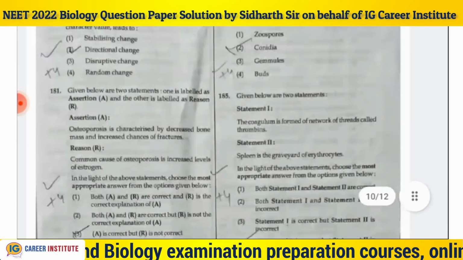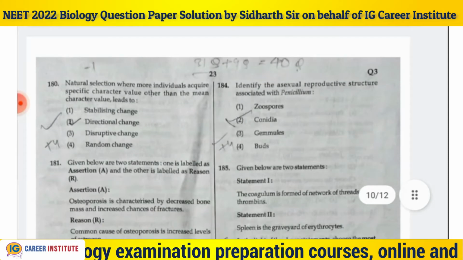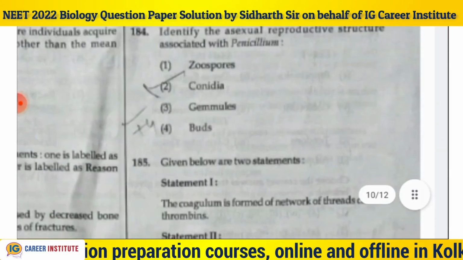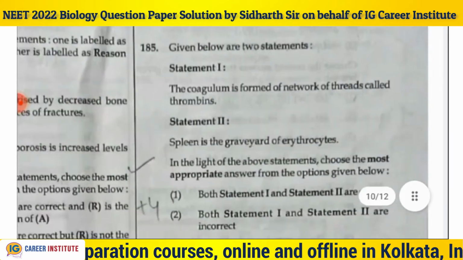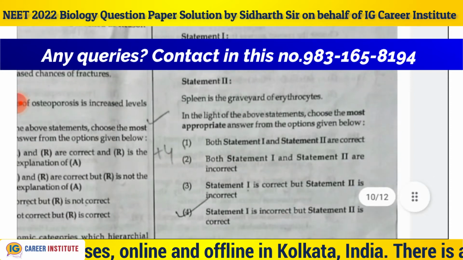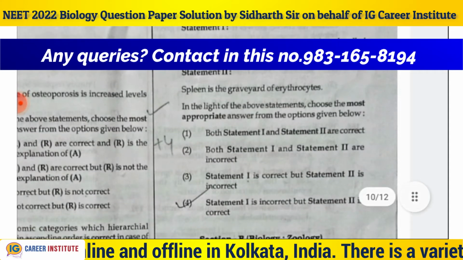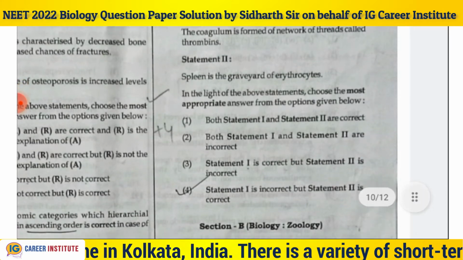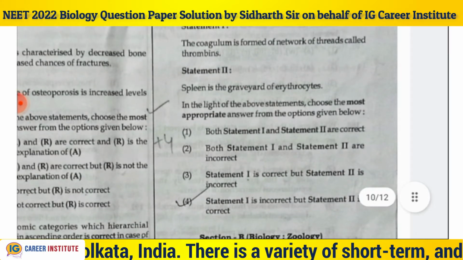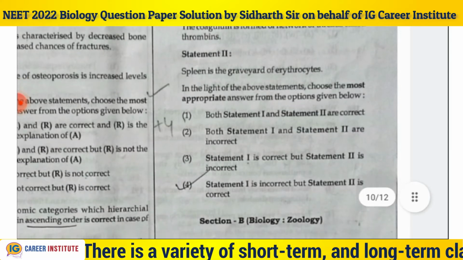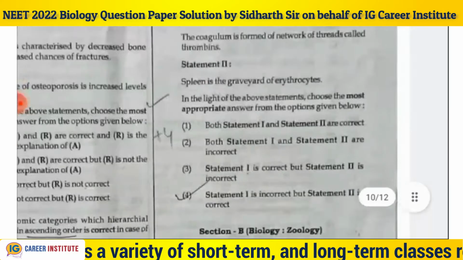Now let's come to question number 184. Identify asexual reproductive structures associated with penicillium. It is conidia. 185. Given below are two statements. Statement 1: The coagulum is formed of network of threads called thrombins. Statement 2: Spleen is the graveyard of erythrocytes. So coagulum is fibrin, not thrombin. So statement 1 is incorrect, but 2 is correct. So 185 is option 4.